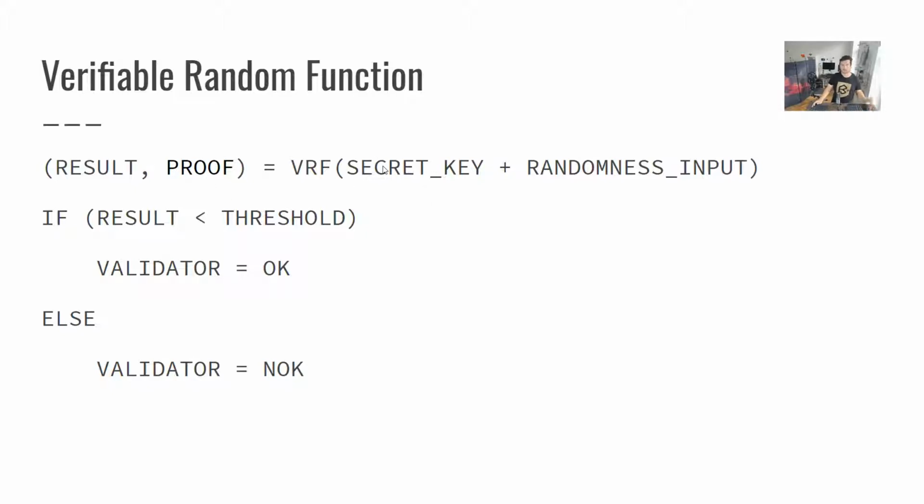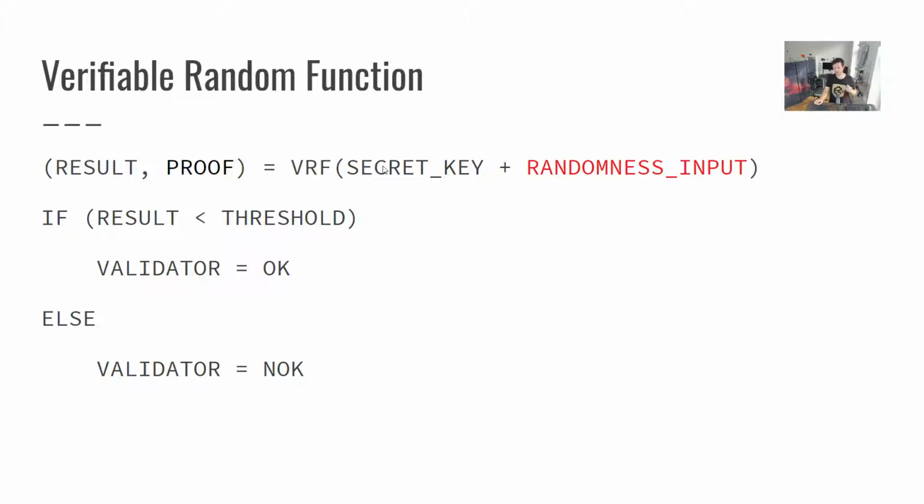What's the secret key? The secret key is a cryptographic primitive which all validators have and periodically regenerate. So you have this secret key, like a secret wallet, that is used only for generating these random numbers. Only for that. And discarded when it's used. And the randomness input we'll explain a little later. So then you get the result and you get the proof. If this result is less than a certain number, a threshold, set in the protocol, so it's just a configuration setting, then the validator is okay to try and propose a block. Otherwise, the validator just skips it, waits it out.